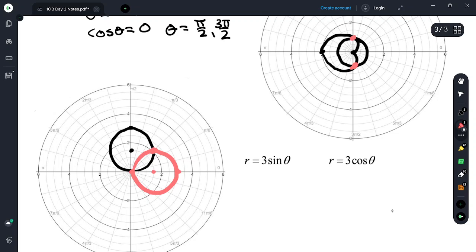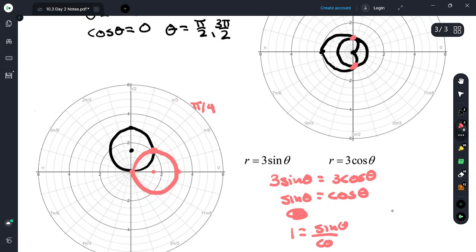Well, it's intersecting at pi over 4. But we want 3 sine of theta equals 3 cosine of theta. And we can divide both sides by 3. So we get, where does sine of theta equal cosine of theta? Well, that happens at pi over 4. But if we divide by cosine, so 1 equals sine of theta over cosine of theta. So 1 equals tangent of theta. And if we do inverse tangent of 1, then that's where we get the pi over 4. So that's the intersection point.